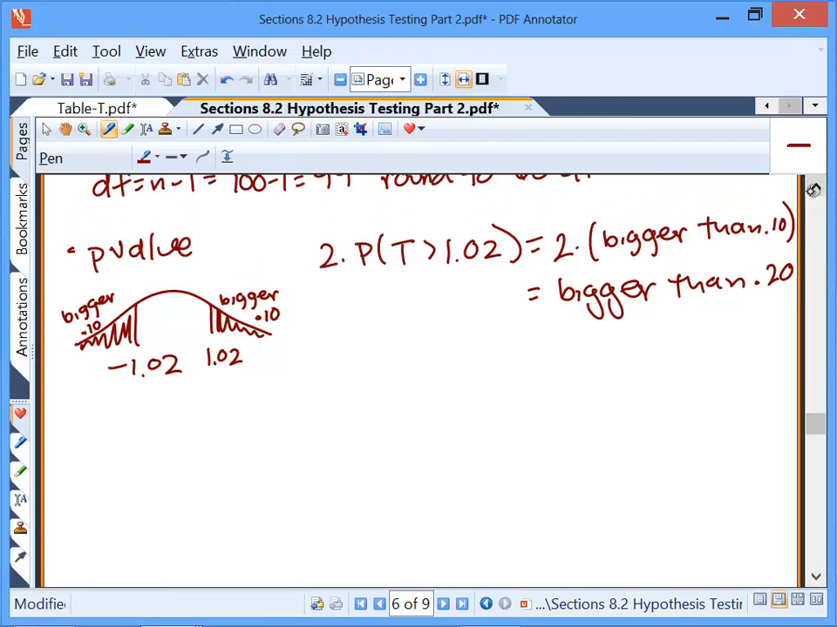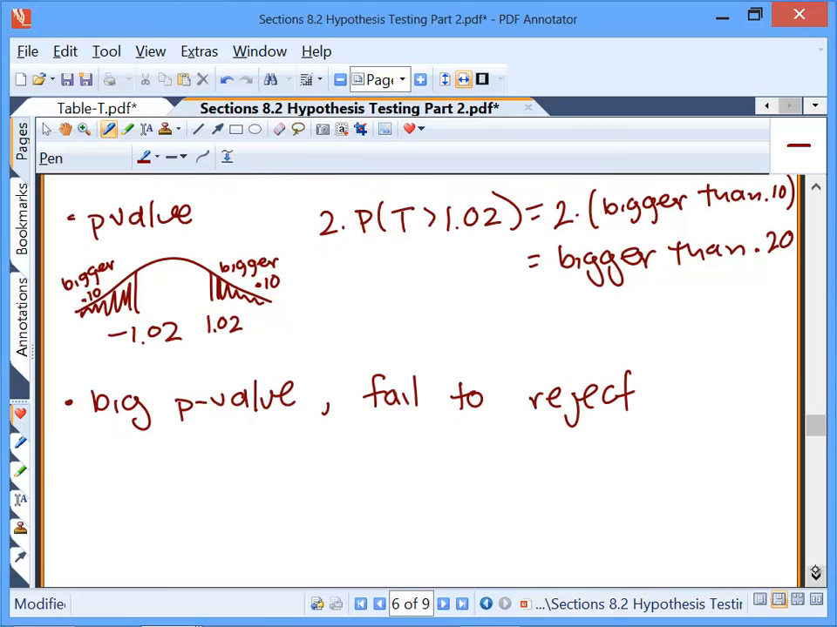Okay. So that p-value, even though I don't know exactly what it is, I know it's bigger than 0.20. So how does that compare to my significance level of 0.05? It's going to be a lot bigger. This is a big p-value, and big p-values mean that I will do what to my null hypothesis? Fail to reject.